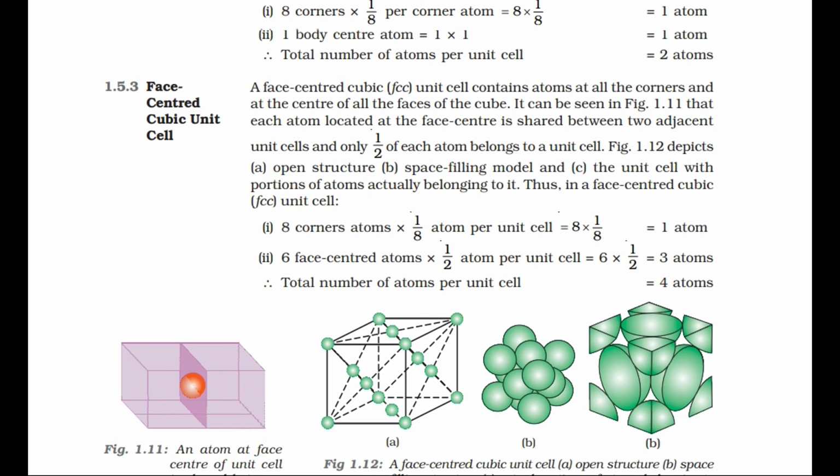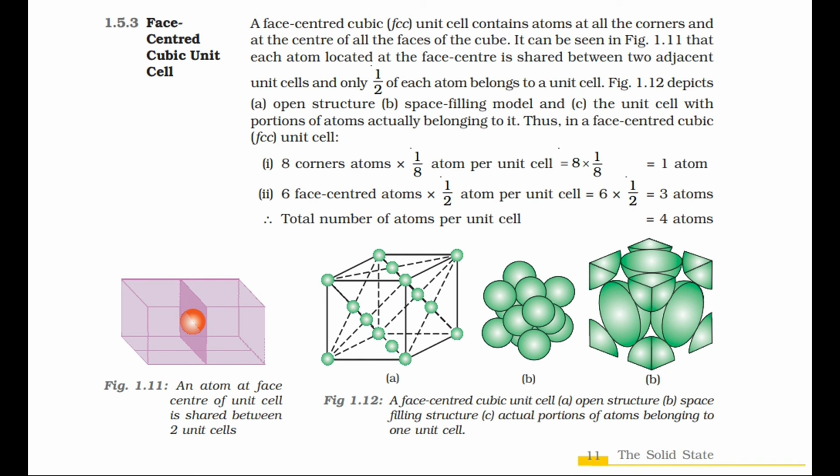Now third one, face-centered cubic unit cell. A face-centered cubic, FCC, unit cell contains atoms at all the corners and at the center of all the faces of a cube. It can be seen in figure 1.11 that each atom located at the face center is shared between two adjacent unit cells and only half of each atom belongs to a unit cell. Figure 1.12 depicts A, open structure, B, space-filling model, and C, the unit cell with the portions of atoms actually belonging to it.